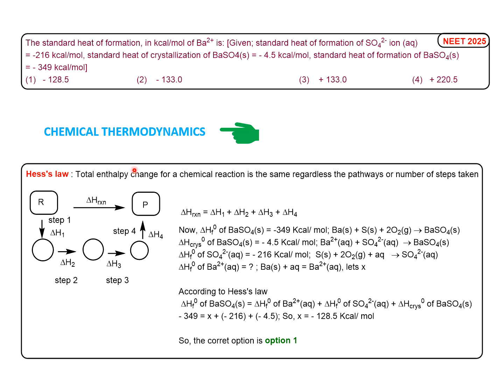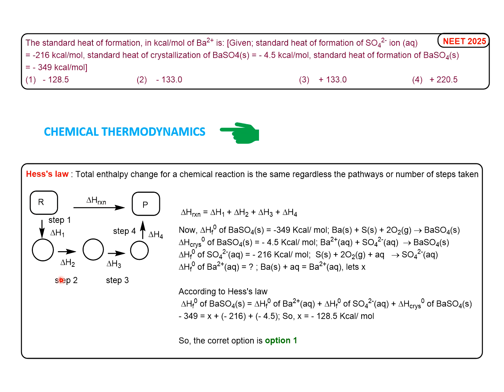Now this is a question from the chemical thermodynamics chapter mentioned in the NEET syllabus, and we can solve this if we understand Hess's law. So what is Hess's law? Hess's law states that the total enthalpy change for a chemical reaction is the same regardless of the pathway or the number of steps taken. So if one reactant is converted to the product in a single step, then its delta H formation is the delta H reaction.